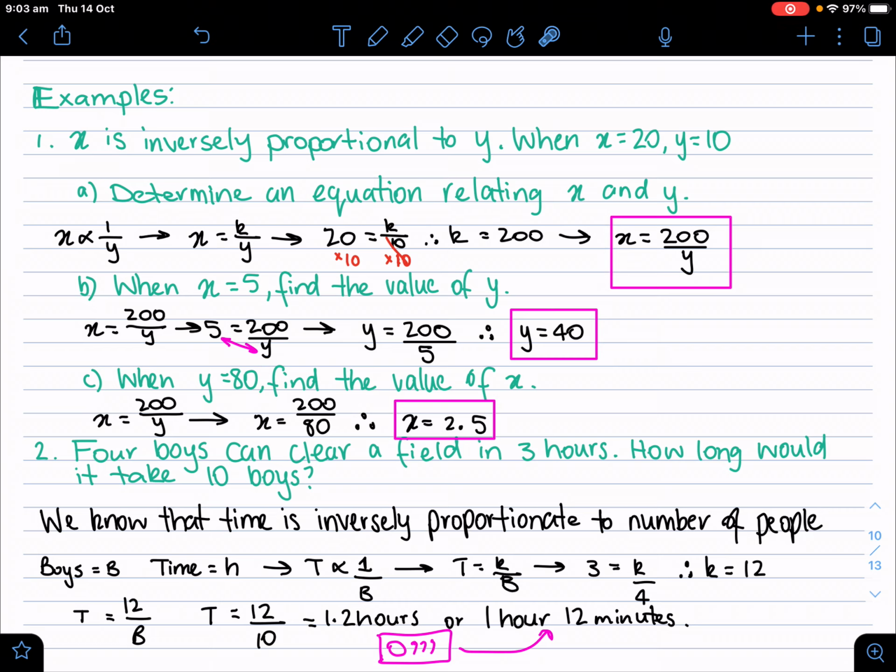So now that we swapped them, we have y equals 200 over 5. And 200 divided by 5 is 40.